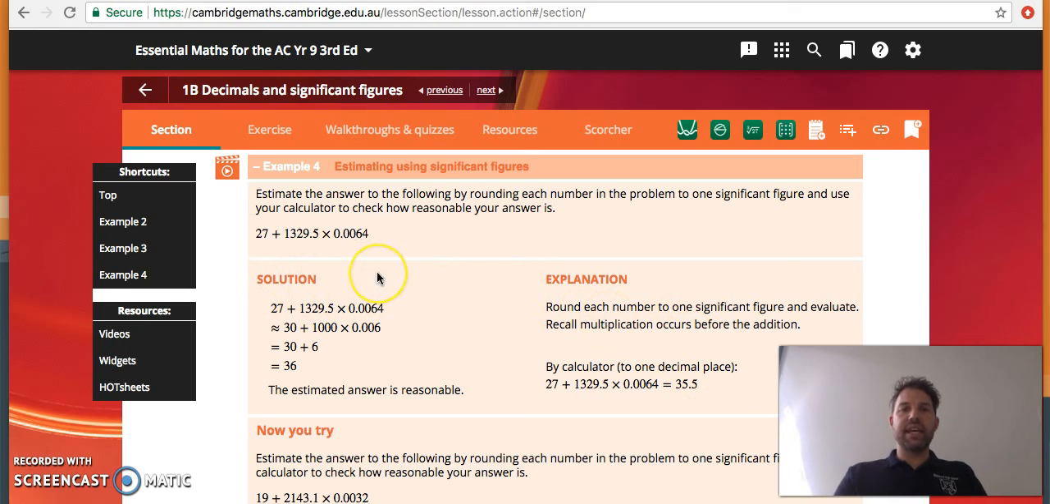All right, so there's some examples of 1B. Hopefully me talking through the examples has helped.